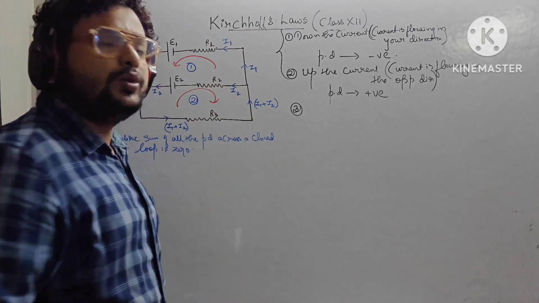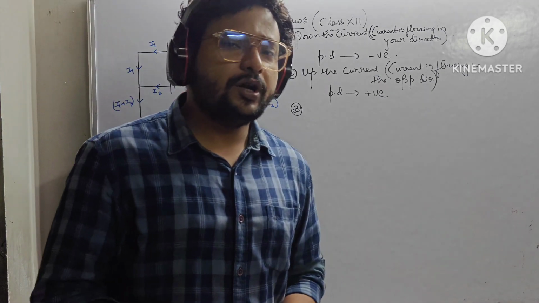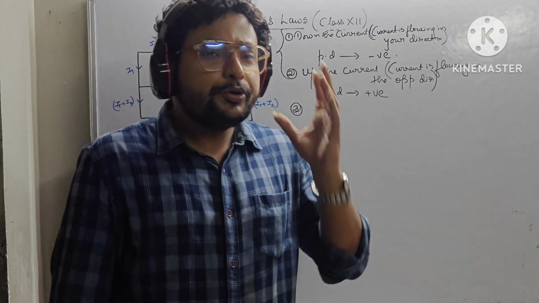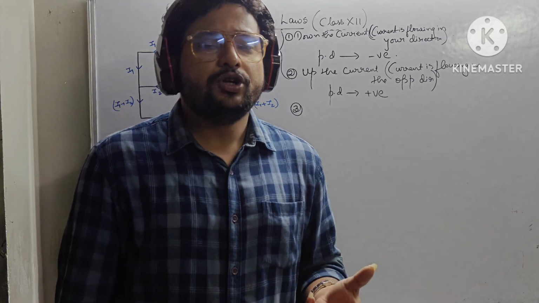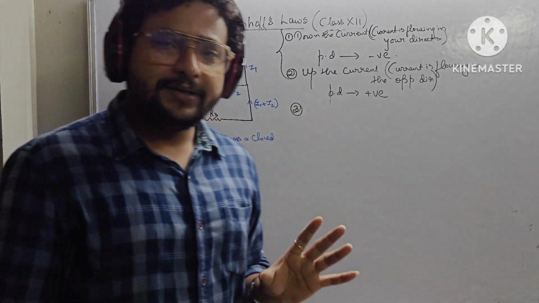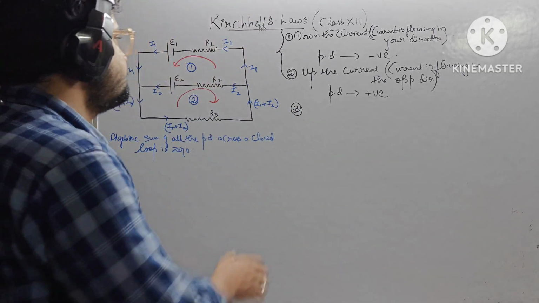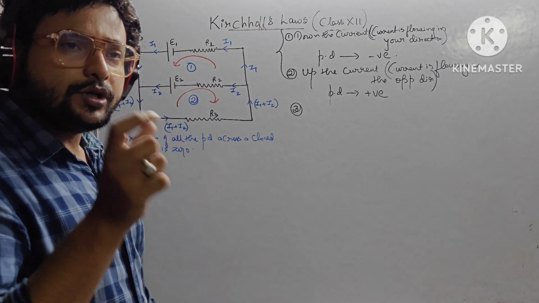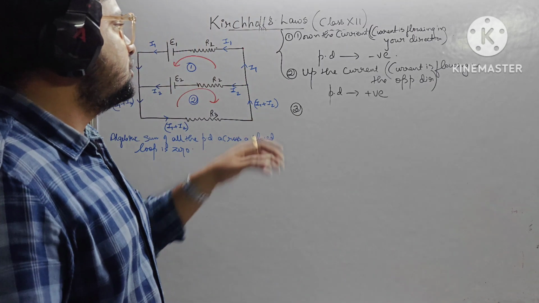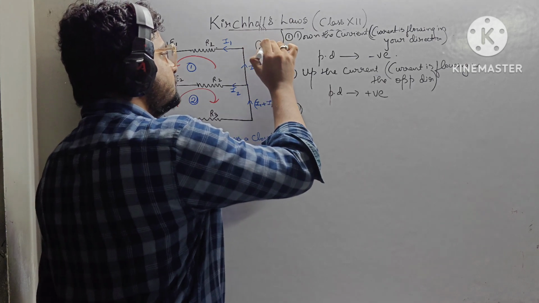This is a copper wire. Copper is a very good conductor. In my earlier videos, I have told you many times, copper is a very good conductor. So there is no potential drop across a copper wire. Through a copper wire, the potential remains the same. There is no potential difference. But across any resistance, there has to be a potential difference.